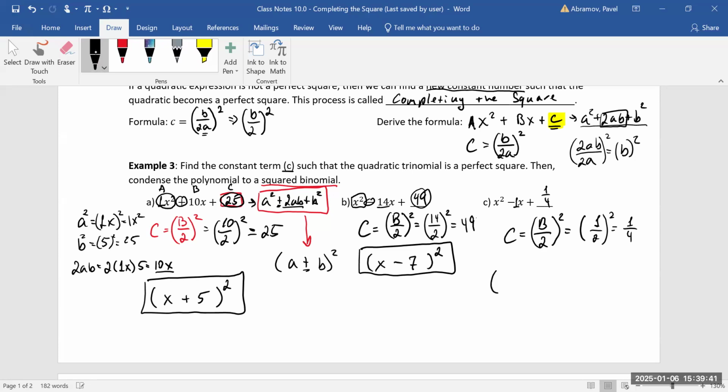But when we condense it, once again, it's the square root of the first term, which is x, then whatever sign we have in the middle, which in this case is minus, and the square root of the last term, which is the square root of 1/4, which is 1/2.